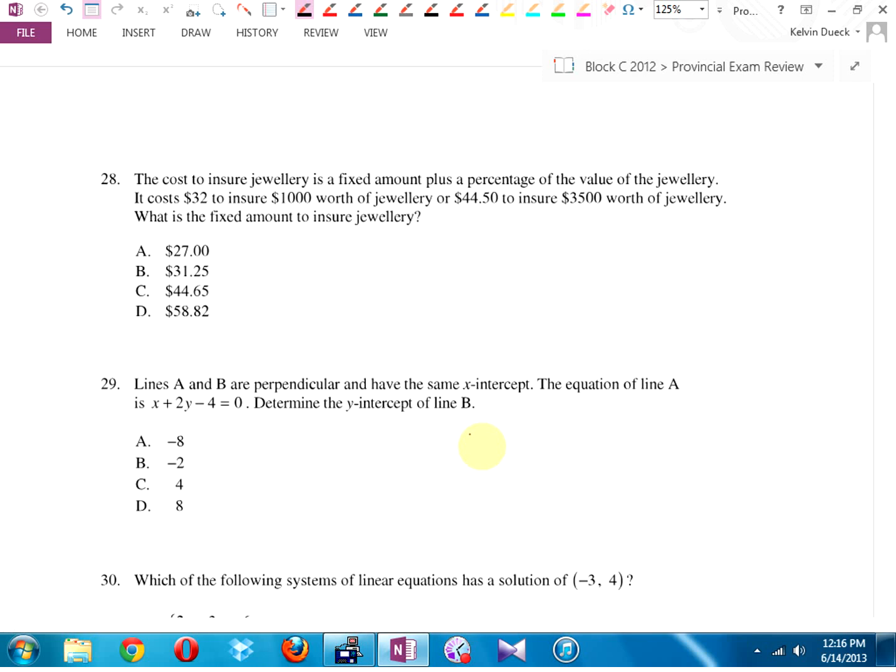The cost to insure jewelry is a fixed amount plus a percentage of the value of the jewelry. It costs $32 to insure $1,000 worth of jewelry, or $44.50 to insure $3,500 worth of jewelry. What is the fixed amount? This is a word opportunity from systems. How can I tell? Because it's a fixed amount plus a percentage.